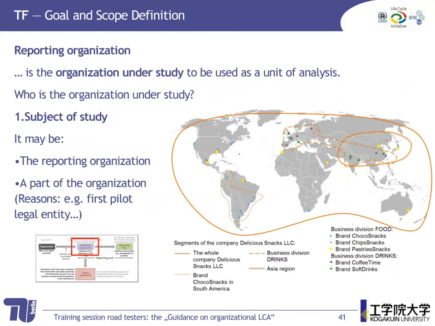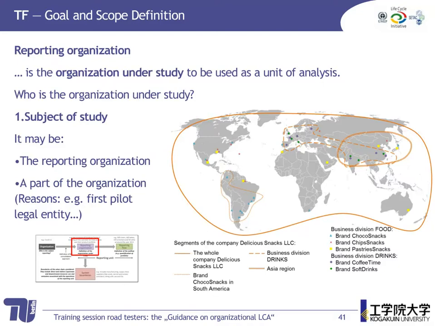So let's go step by step. To define the reporting organization, which according to the guidance is the organization under study to be used as a unit of analysis, the main aim is to define who the organization under study is, and to do that we need to define three main issues. The first one is the subject of the study.